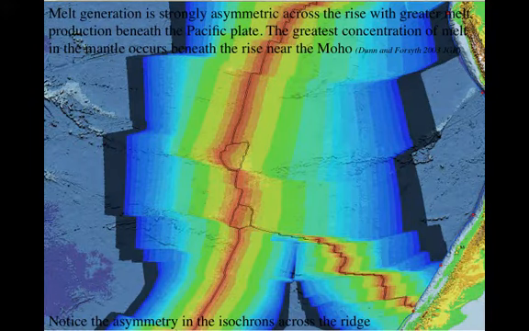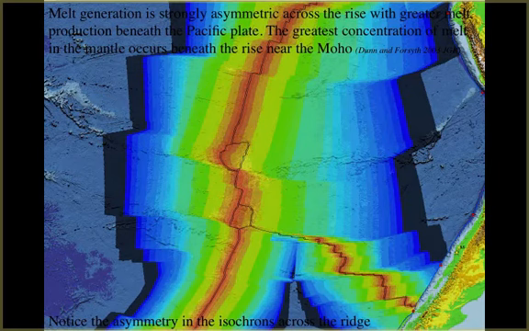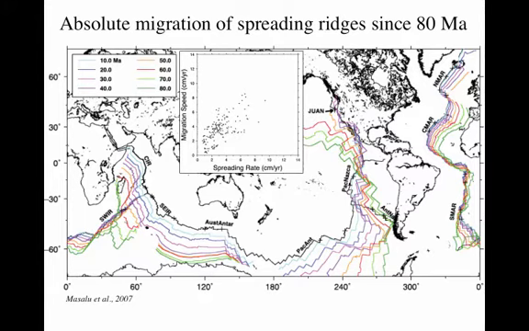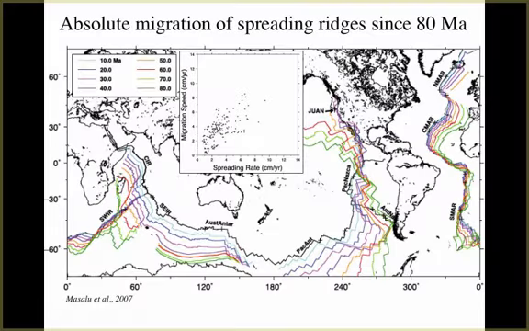You can also see this asymmetry in the spacing of the isochrons across the two plates, resulting from the differences in spreading rates on the Pacific and Nazca plate sides. You also see a difference in the absolute migration of these spreading ridges over the last 80 million years. You'll see that there's a correlation between spreading rate and the migration speed. And you can see the differences in just how far different spreading ridges have migrated based on that spreading rate.